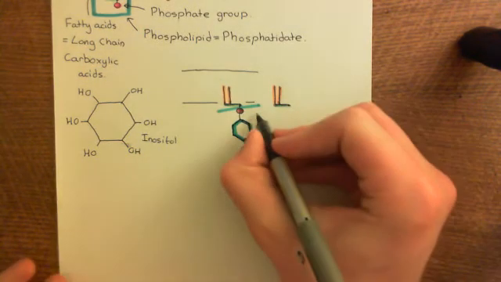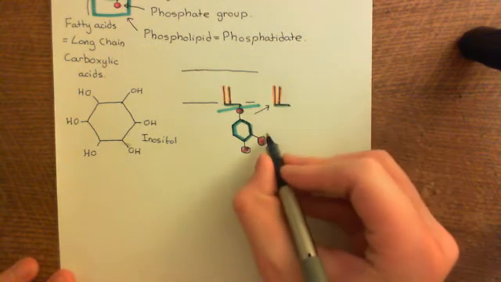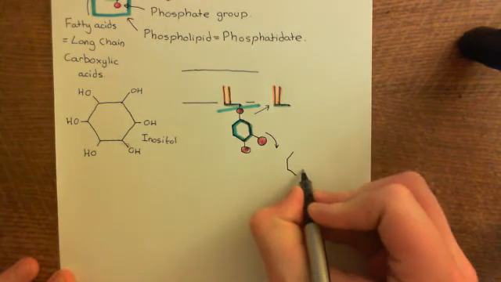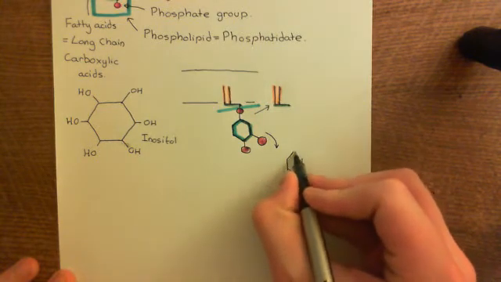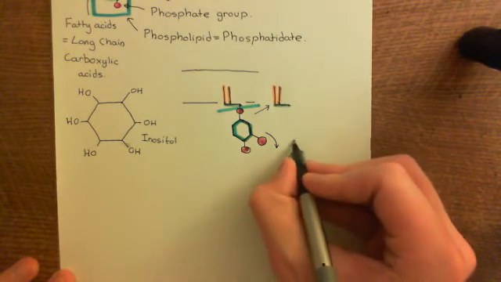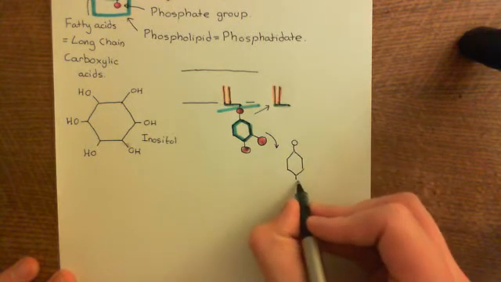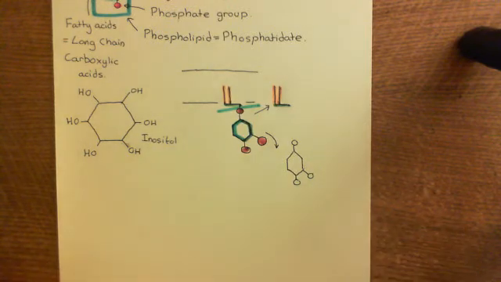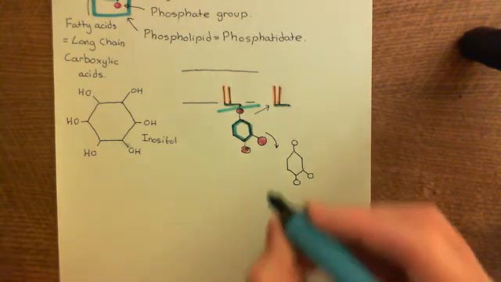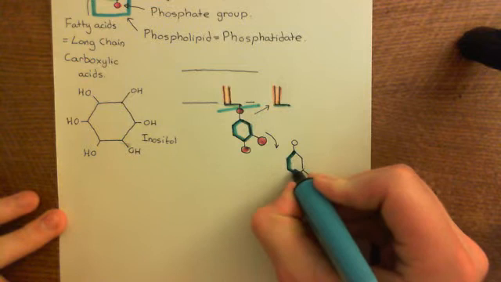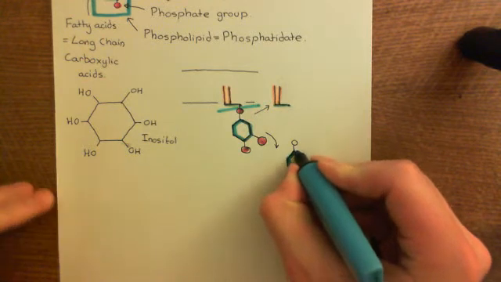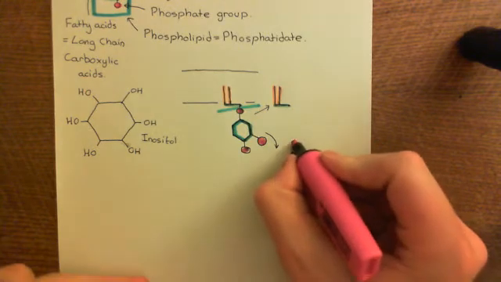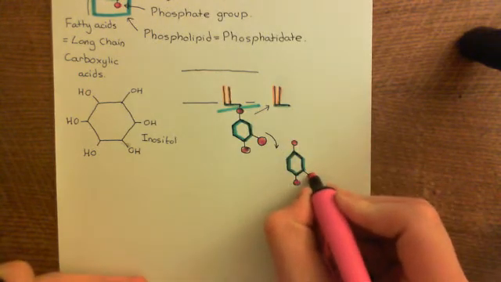And then the other molecule it's going to produce is this inositol ring here, with 3 phosphate groups coming off it. So 1 off carbon 1, 1 off carbon 4, and 1 off carbon 5. Let's colour this in as well. The inositol ring we'll colour in blue here. The phosphate groups off the inositol ring we'll colour in pink.